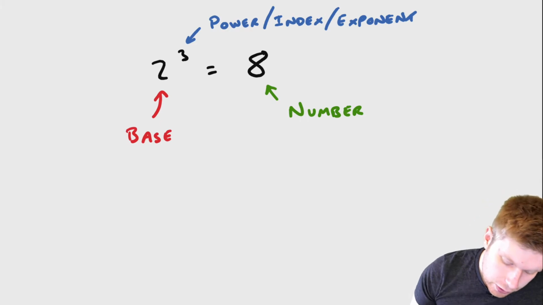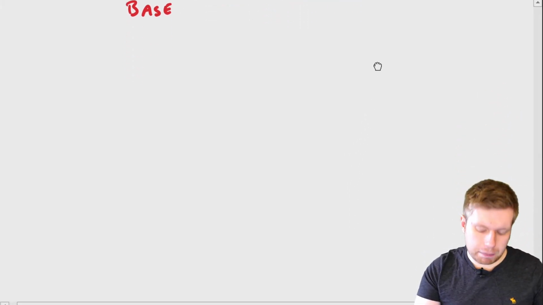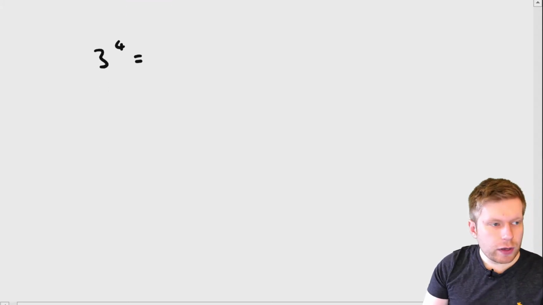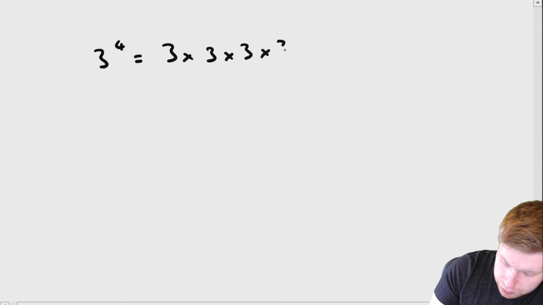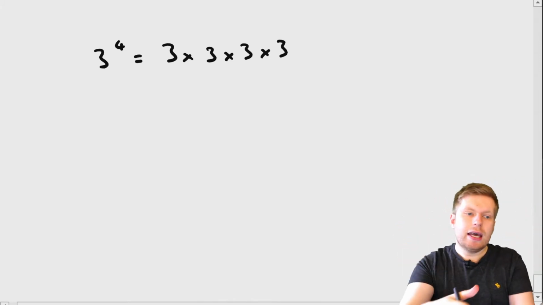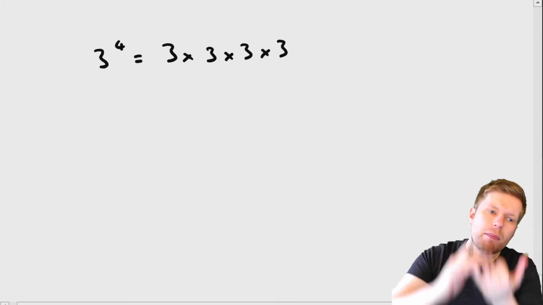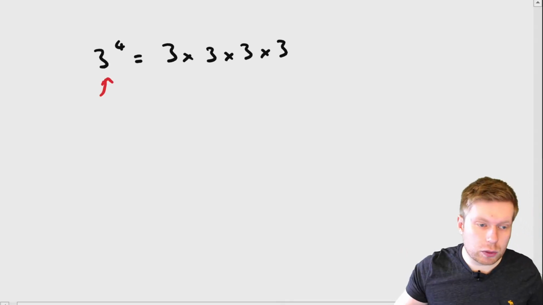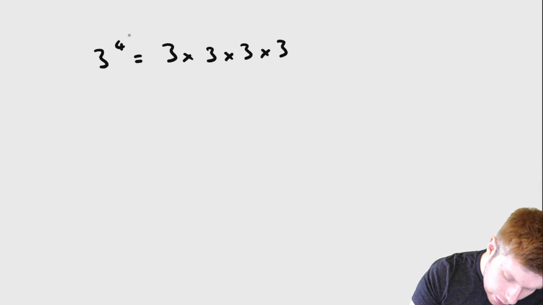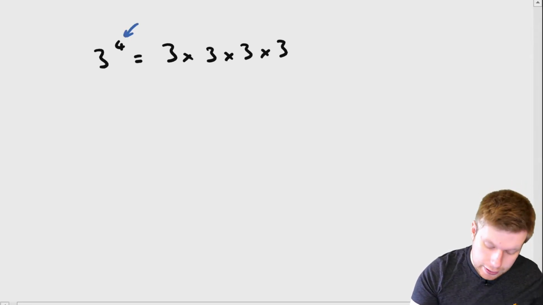All right, fine. So let's actually have a look at some examples then. If I gave you 3 to the power 4, hopefully you would tell me that this is 3 times 3 times 3 times 3. That's literally what I want you to think in your head. 3 to the power 4 means 3 multiplied by itself 4 times. Remember that the base tells you what you're multiplying and the power tells you how many times you're multiplying it.